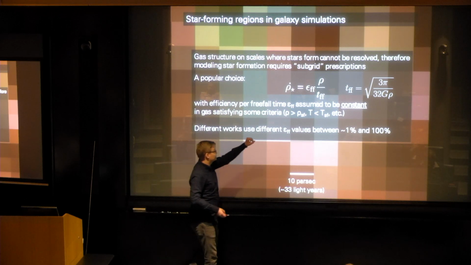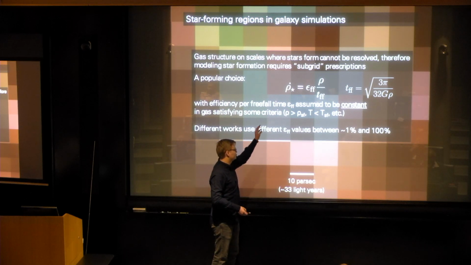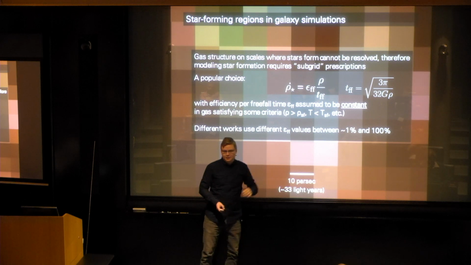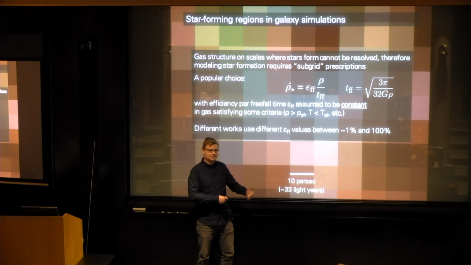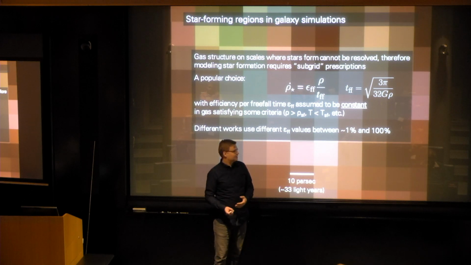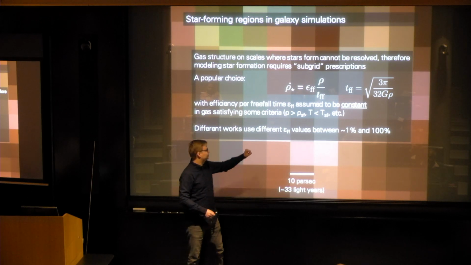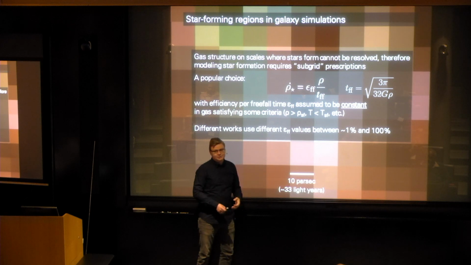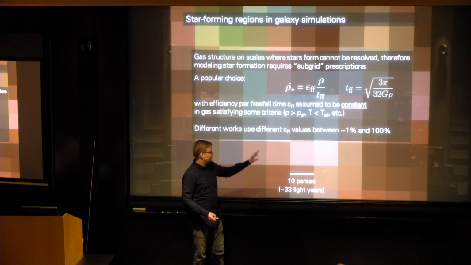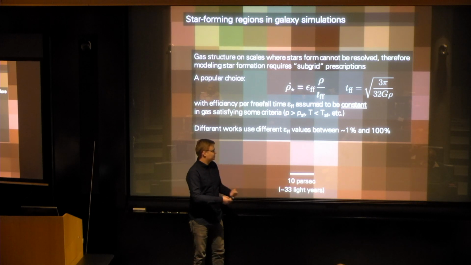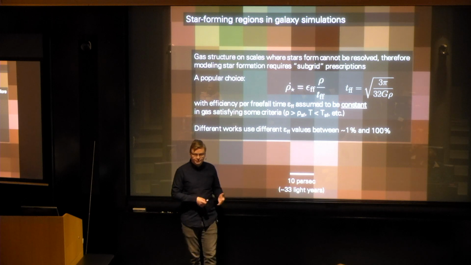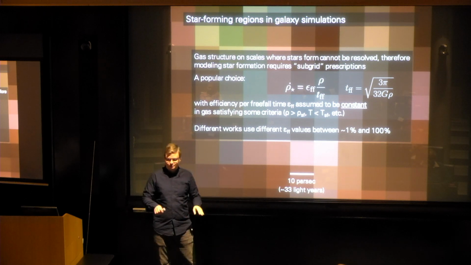So in simulations, star formation is usually allowed only in gas that satisfies some criteria, such as gas must be denser than some threshold or colder than some temperature threshold. Different simulations make very different assumptions about what these thresholds are, and even the value of the star formation efficiency per freefall time can be very different from simulation to simulation. But almost always it's assumed to be constant in space and time.